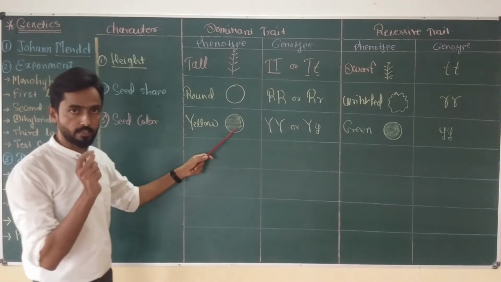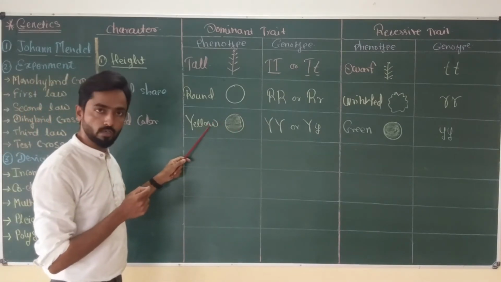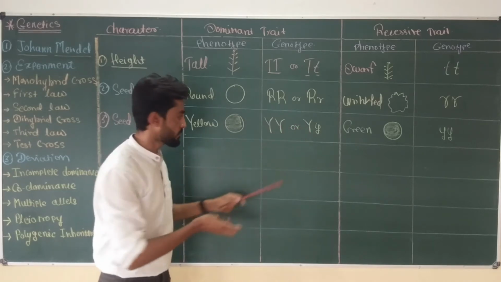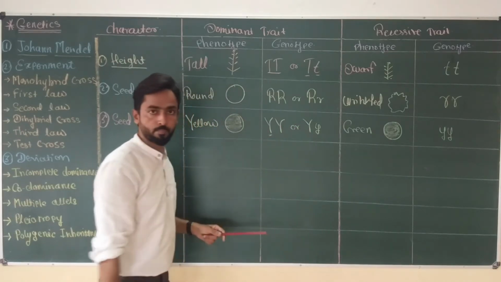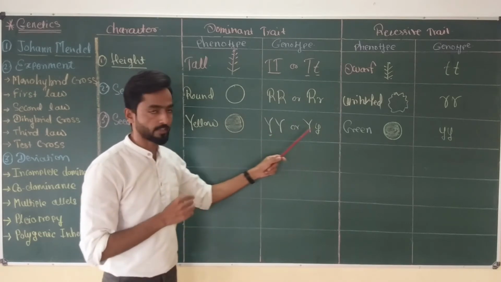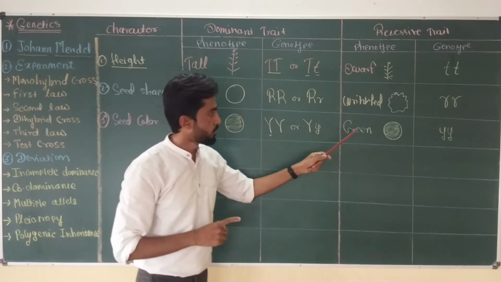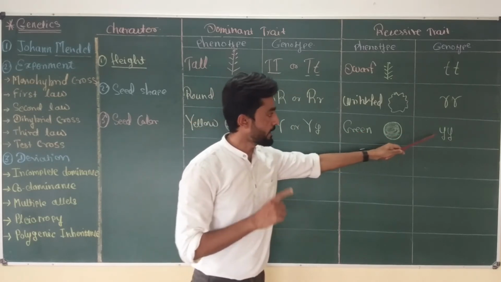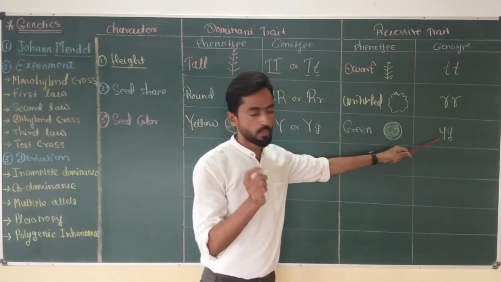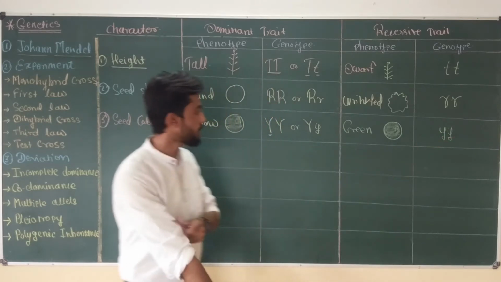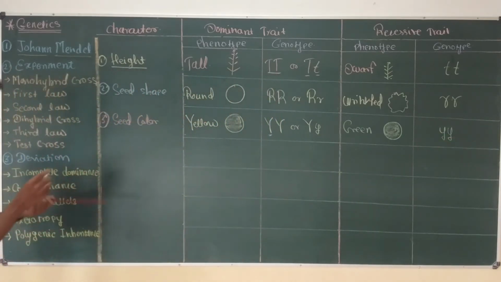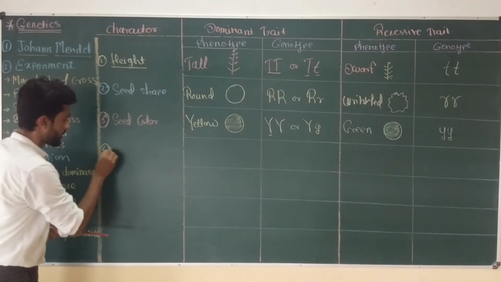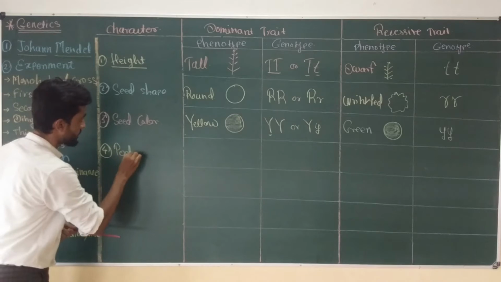The dominating seed color in the garden pea is yellow color. Its genotype is capital Y capital Y or capital Y small y, because capital Y is the dominating allele. It is going to express in homozygous as well as heterozygous condition, while its recessive phenotype is green color seed, and it only expresses when the plant has both alleles as small y, small y. Now the next character which Mendel selected is related to the pod, which is pod shape.